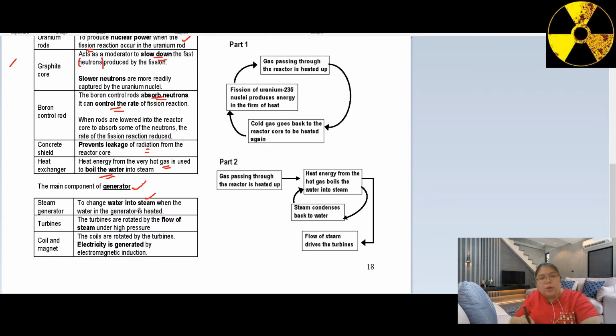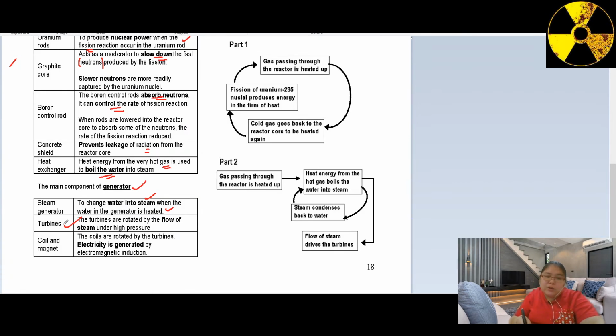When the water in the generator is heated, they're using the part for boiling, so the water becomes steam. The turbine is rotated by the flow of steam. You see, the turbine is like a motor. A generator, we cannot say it is a motor, because a motor has a battery. This turbine has no battery.